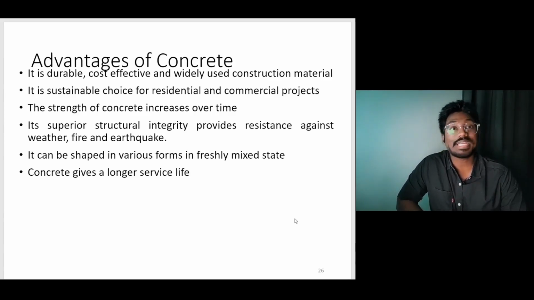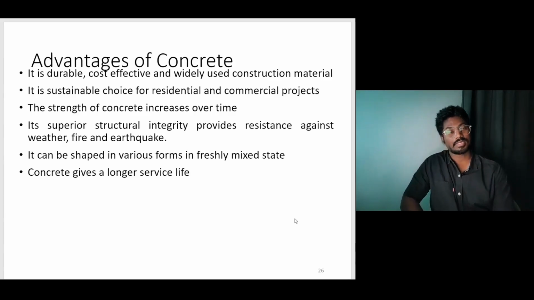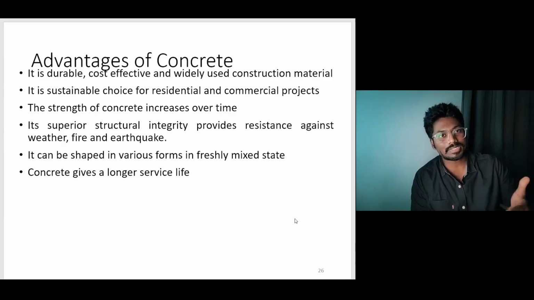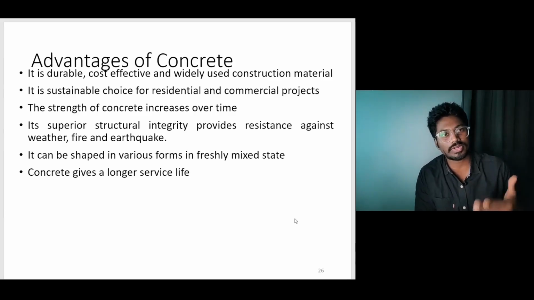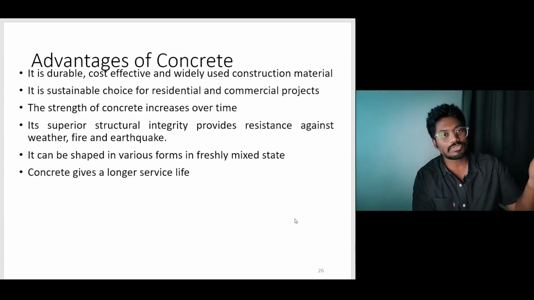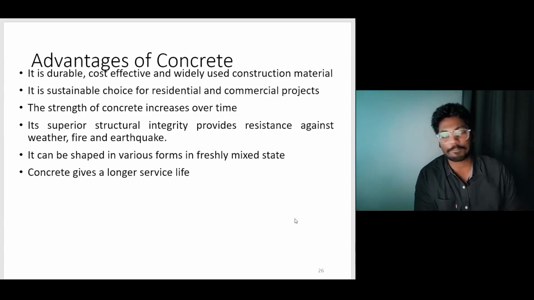The strength of concrete increases over time. Now, this is a very important property of concrete. Concrete exhibits more strength with age. That is the reason why, when you test concrete cubes at 3 days, 7 days, 14 days, and 28 days of curing time, you can see the strength increase gradually over time.